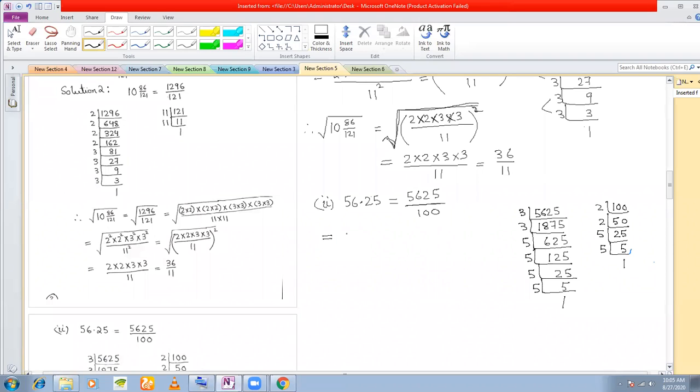So this is 5625 prime factorized as 3 into 3. These two pairs, these two pairs, these two pairs into 5 into 5 into 5 into 5. And in the denominator, we have 2 into 2.